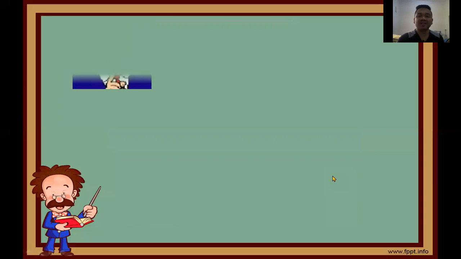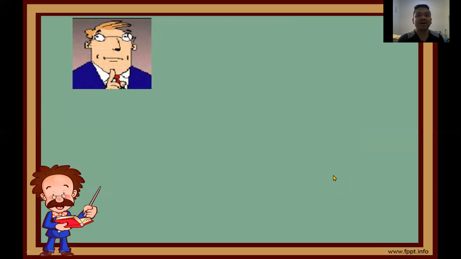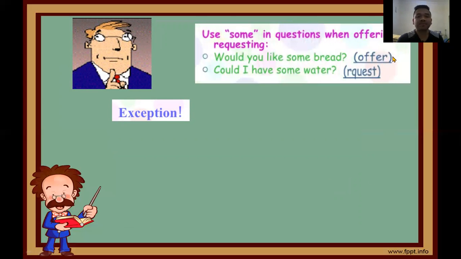So in general, every rule in grammar has an exemption. There is an exemption of when to use some and when to use any. Now, use some in questions when offering or requesting. So, like I said, use some in questions, when you're offering or requesting. In this particular situation, we can use some.